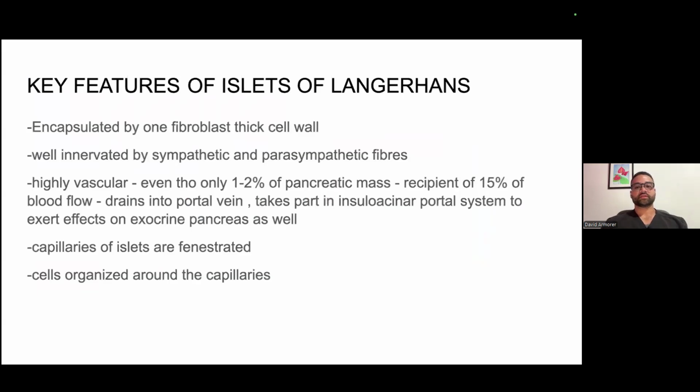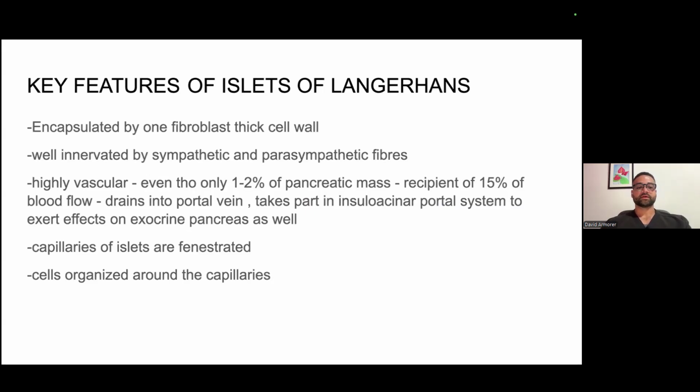All right, so key features of the islets of Langerhans: they're only encapsulated by a one-cell thick cell wall. They have a rich sympathetic and parasympathetic nerve supply. They are highly vascular, even though they're only, as I said previously, 1 to 2% of the mass of the pancreas. They receive a very large 15% of the total blood flow of the pancreas. And the blood flow drains straight into the portal vein and will take part in a system known as the insular acinar portal system to exert effects on the exocrine pancreas.